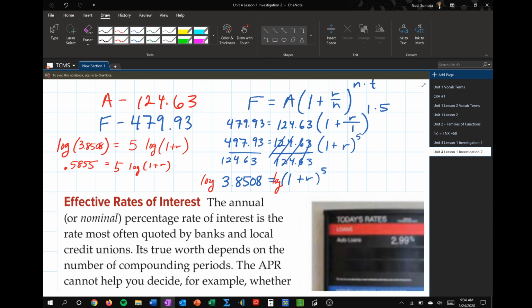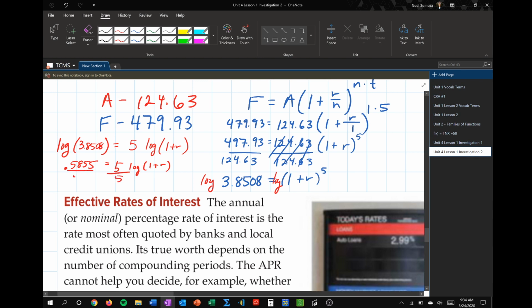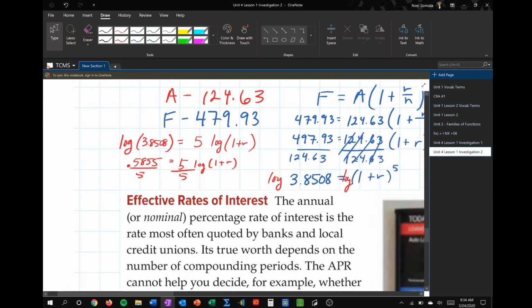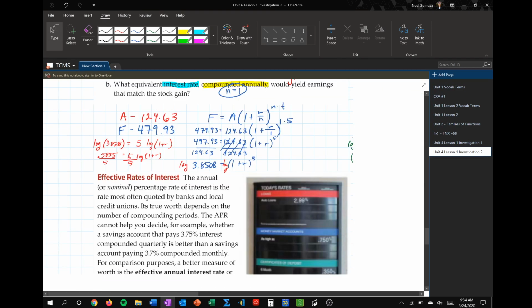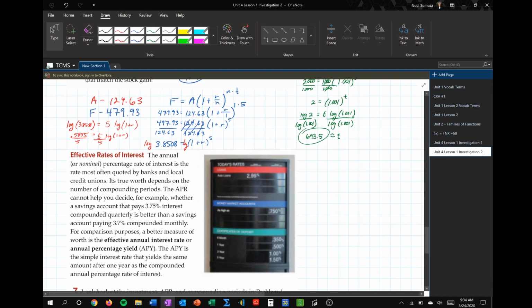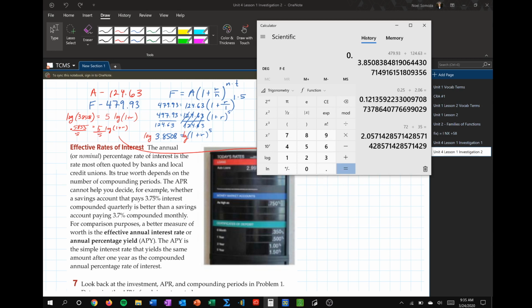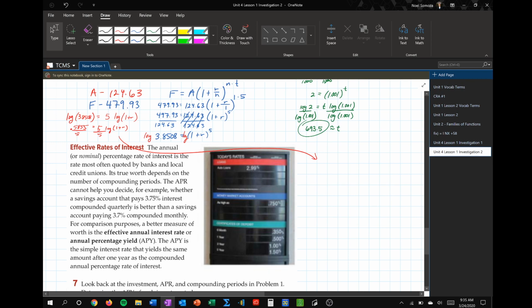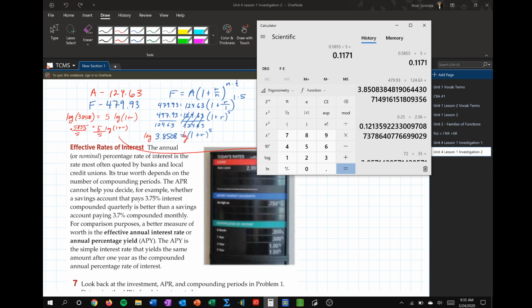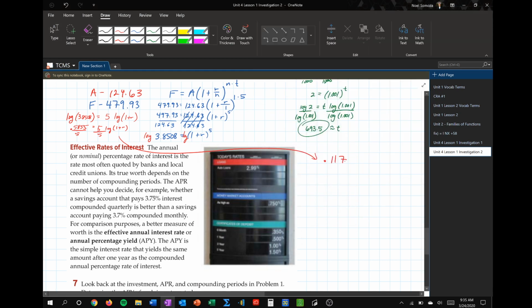So we can try at least dividing both sides by 5 first. And I'm running out of space, so I'm going to keep going, bring it down here. Okay, so we have 0.5855 divided by 5. All right, so really what we end up with is 0.1171 equal to the log of 1 plus R.